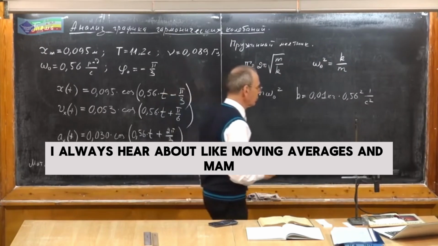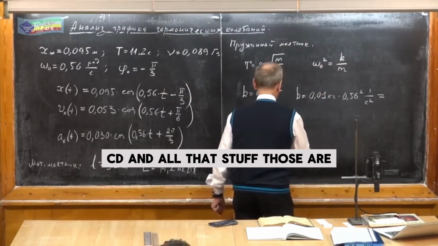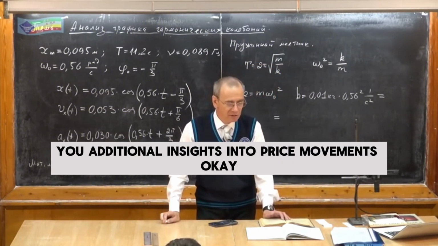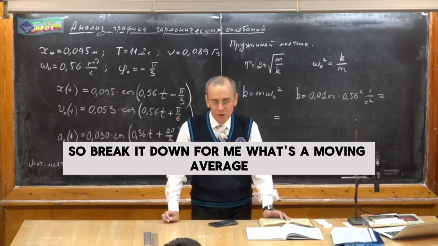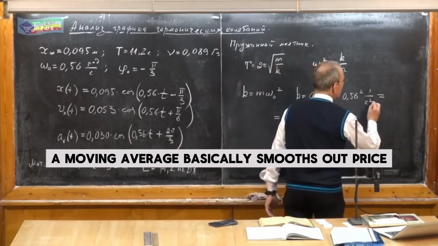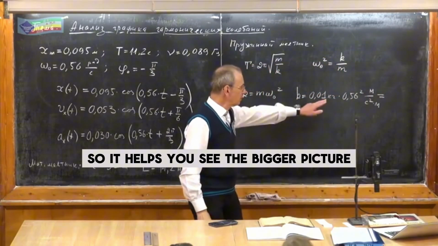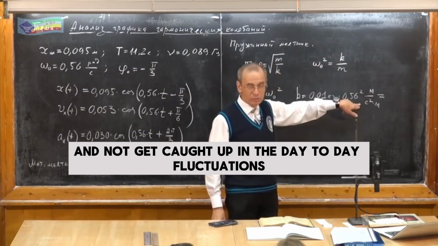Like moving averages and MACD and all that stuff. Those are really useful tools that can give you additional insights into price movements. Okay, so break it down for me. What's a moving average? A moving average basically smooths out price data over a certain period of time. So it helps you see the bigger picture and not get caught up in the day-to-day fluctuations.